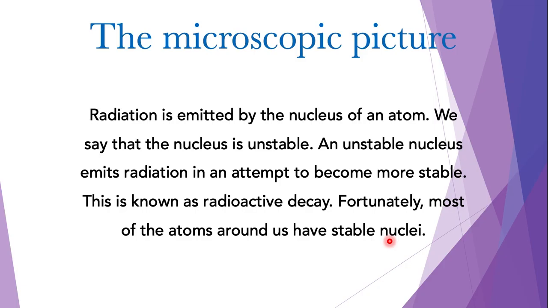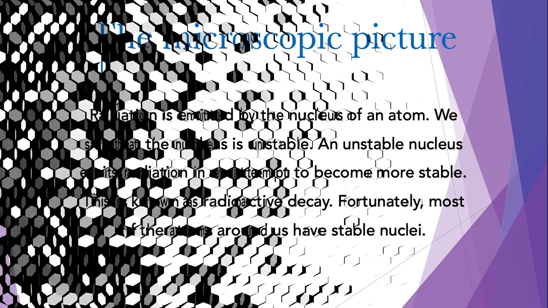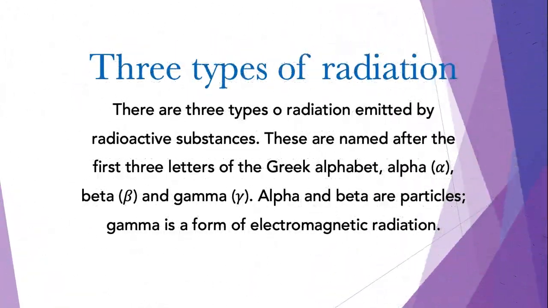Now we're going to look at the three types of radiation. The radioactive substances emit three types of radiation, and these are named after the first three letters of the Greek alphabet: alpha, beta, and gamma. Alpha is represented by this kind of symbol. The symbol is named alpha. Beta has this symbol. Gamma has a Y kind of symbol. Alpha and beta are particles, whereas gamma is a form of electromagnetic radiation.